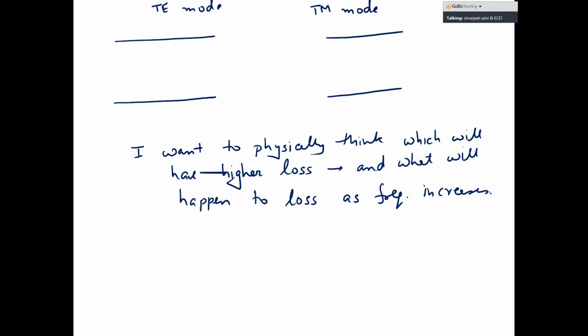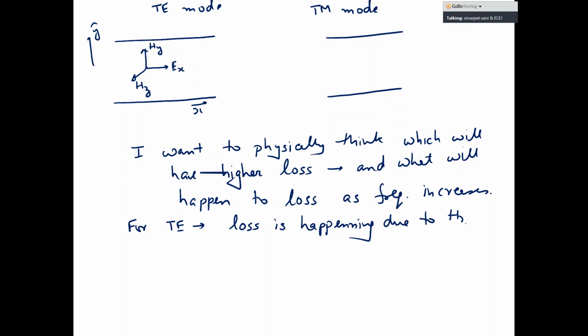The loss, I'm saying, is coming due to the current being induced in the conductor, due to the finite conductivity, the conductor having some resistance to it. For the TE mode, we know that the wave is traveling in the z direction, so this is x and y. I have a component Ex, a component Hy, and a component Hz. So for TE, loss is happening due to the Hz component. That's the component which is parallel to the boundary, and that's the component which is going to create current at the conductors.